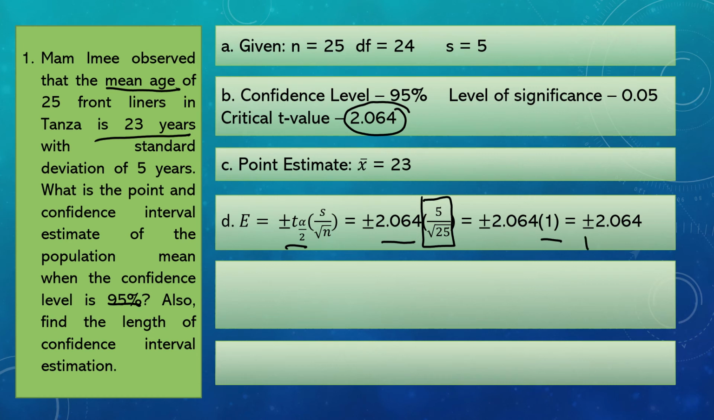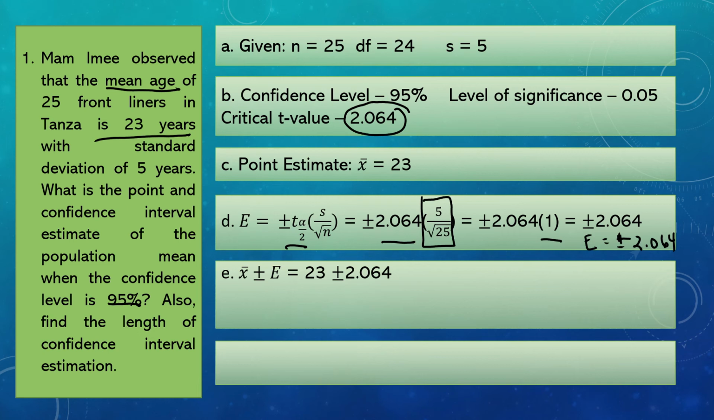So therefore, our margin of error is equal to positive negative 2.064. Take note, positive negative is very important. Now after that, we're going to find the confidence interval estimation by applying this formula: X bar plus minus E. So by substitution, instead of writing X bar, we're going to write 23. Instead of writing E, we're going to write 2.064.